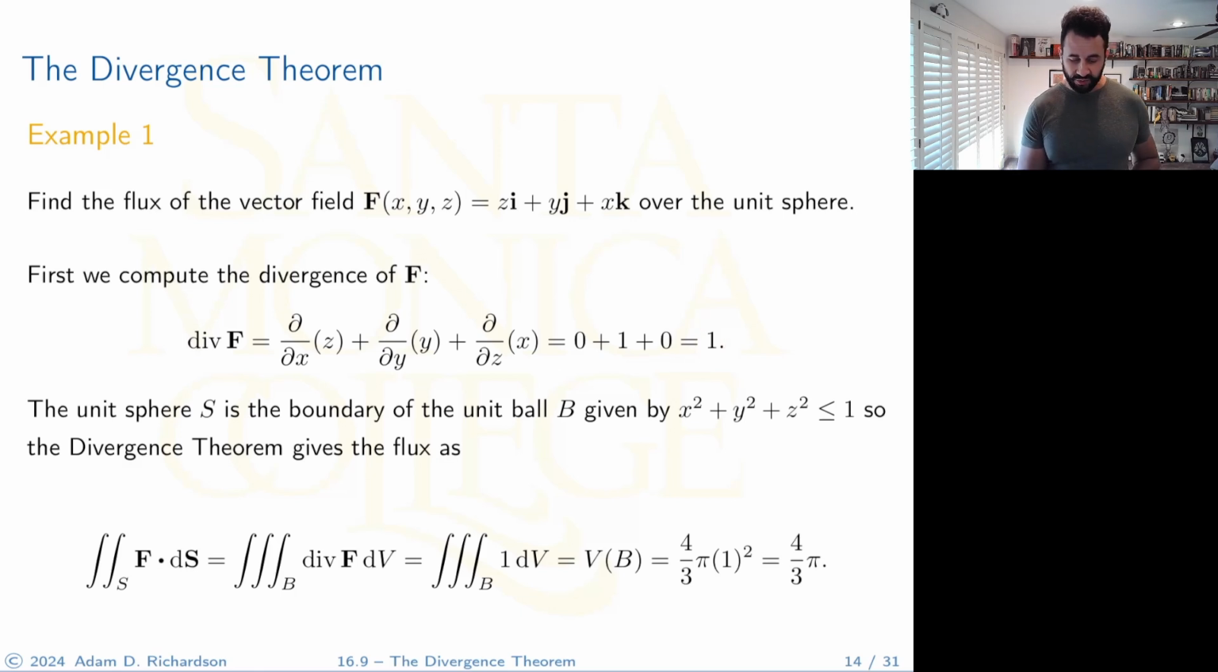Now, the unit sphere S is the boundary of the unit ball B given by this inequality. That's the unit ball. So the divergence theorem gives the flux through the unit sphere as this triple integral of the divergence. But again, the divergence in this case is just 1. So we're just computing literally the volume of the unit ball, which is 4/3 pi r cubed with the radius equal to 1. So we get 4/3 pi. There it is.